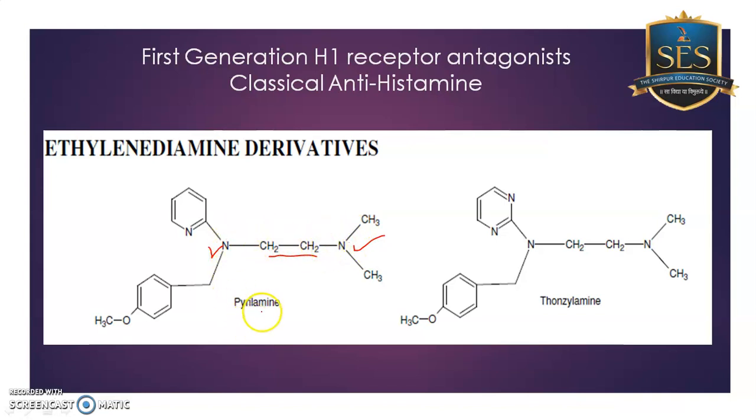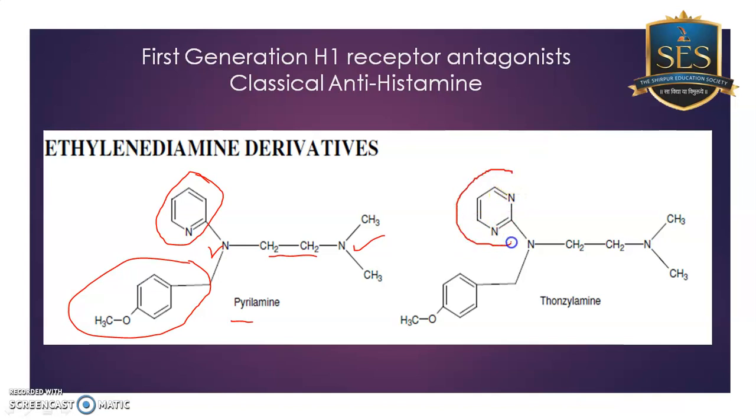Now the first compound is pyrilamine. Pyrilamine has pyri for pyridine, so it gives a hint about AR2: AR2 is pyridine, and here you have to remember this substitution. Thonzylamine is very similar to pyrilamine, only it contains pyrimidine whereas pyrilamine contains pyridine. This is the change. So in this way you have to remember two structures: first is pyrilamine and second is thonzylamine, and the side chain present here is ethylene diamine.